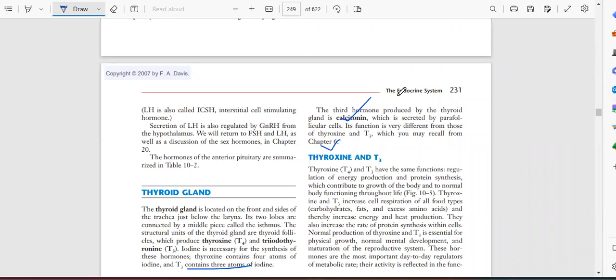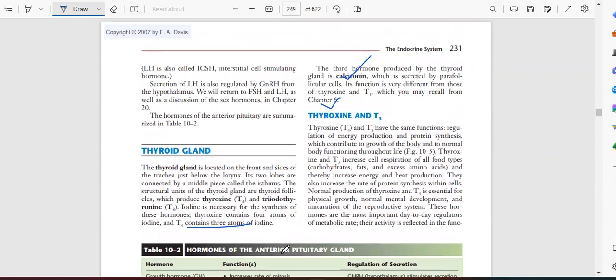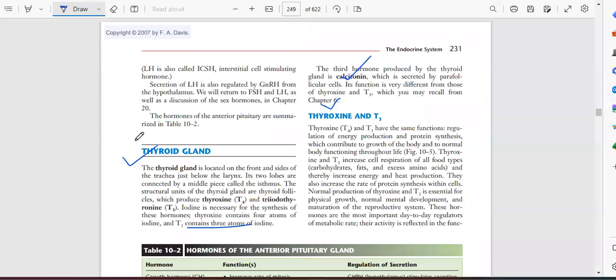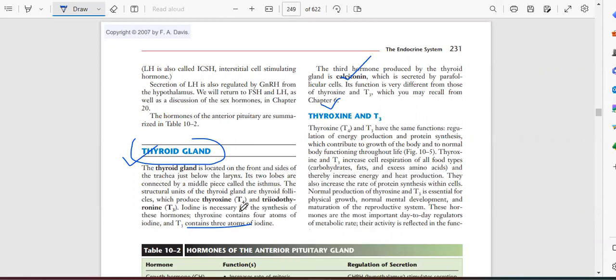Now we will talk about T3 and T4. So basically the thyroid gland is a gland which produces hormones. It is situated below the larynx, in front of the trachea. It has two lobes, right and left, connected by the isthmus. The smallest unit of the thyroid is called the thyroid follicle.